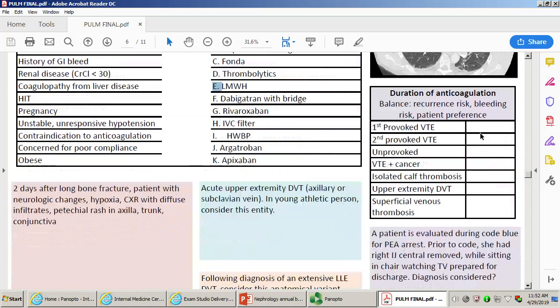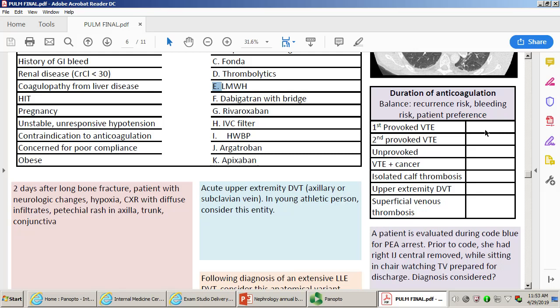Duration of anticoagulation. A first provoked, yes. Which one is for poor compliance? That's going to be a controversy. So that depends on the situation. I don't think there's a good answer for that one. If you are worried about their ability to comply with appointments, usually you try a once daily agent, and then you could try a NOAC.